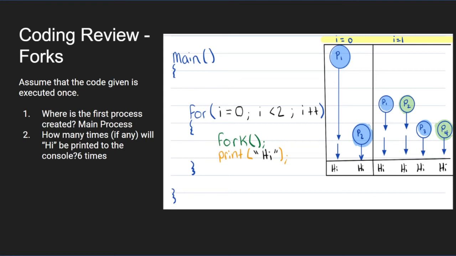also goes to that print statement. P3 and P4 were created at that fork, right? So they don't fork themselves, they just go down to the print statement and print out hi themselves. So in total, 6. Does anyone have any questions on that one? It doesn't have to be about this specific one, it could be about forks. Anything about forks?